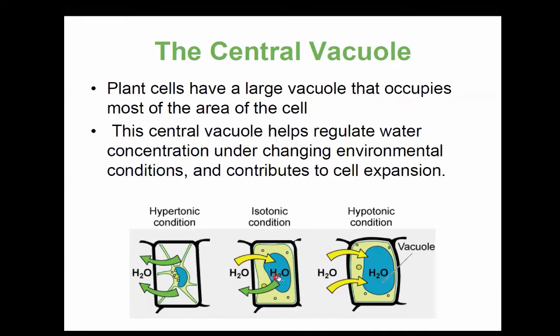Plant cells have a large cell vacuole. This large cell vacuole is also known as the central vacuole, and it helps regulate water concentration under different environmental conditions. If the plant cell is exposed to a hypertonic solution, meaning a salty solution, water from inside the cell leaves, and the cell undergoes a process called plasmolysis.